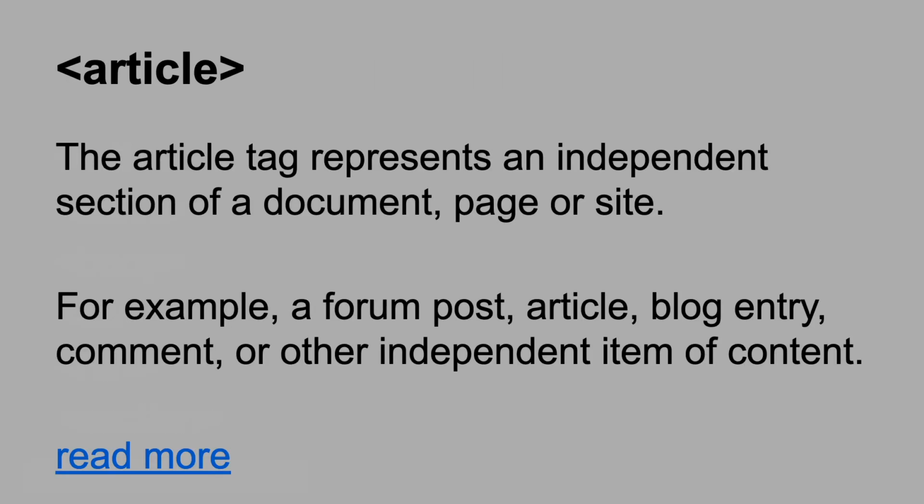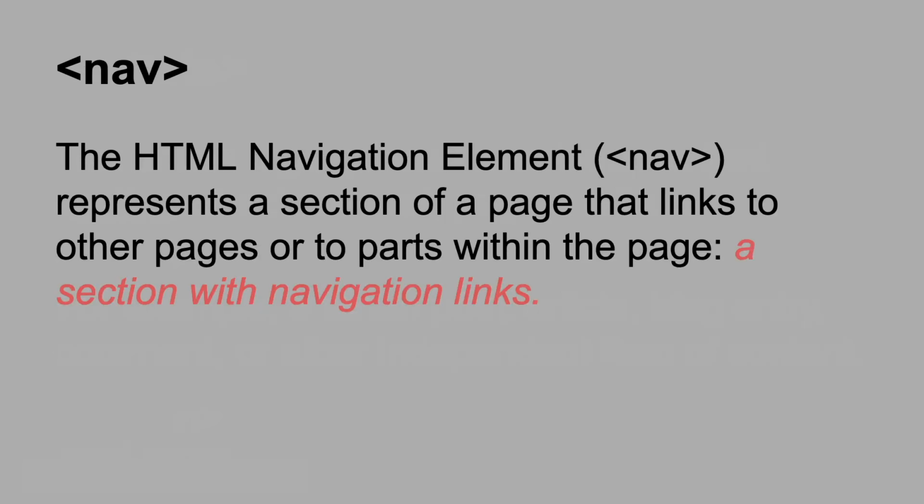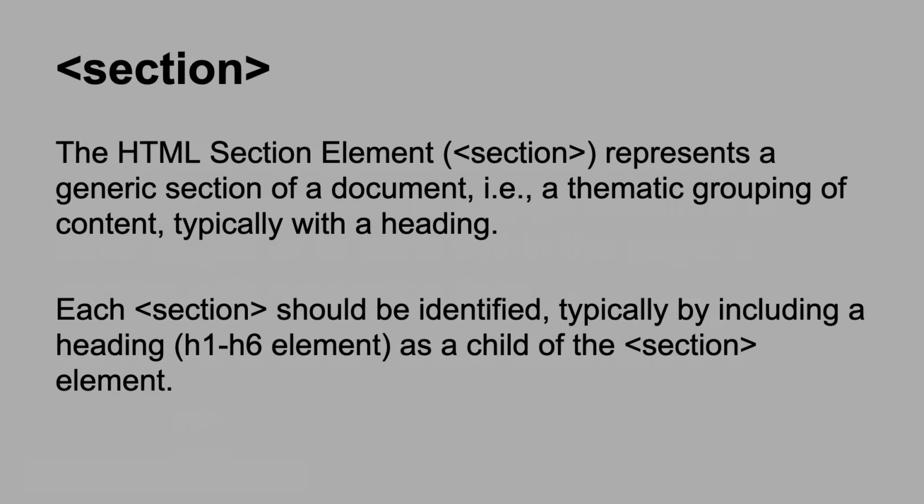So, an article gets used for an independent section of the document. Think like article, post, blog entry, comment, etc. Navs are used for the navigation elements. Pretty self-explanatory. Section is more a generic grouping of thematic elements in the content. And I definitely will use this a lot.